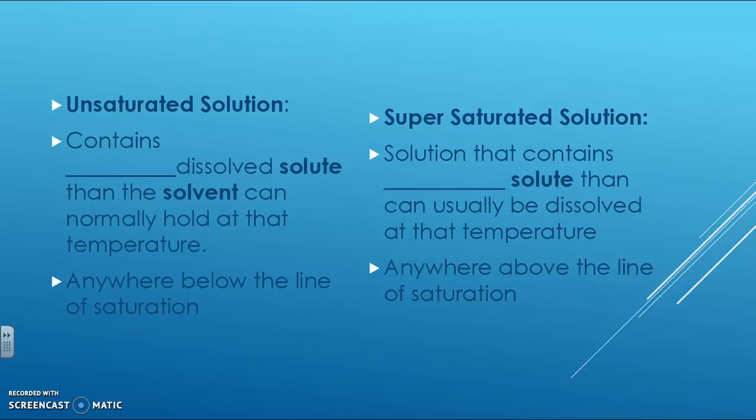All right, so what's the difference between an unsaturated solution and a saturated solution or supersaturated solution? An unsaturated solution is one that contains less dissolved solute than the solvent can normally hold at that temperature. It's anywhere below the line of saturation. So if I had a graph here and this was my line of saturation, anything down here would be considered unsaturated. A supersaturated solution is a solution that contains more solute than can actually be dissolved at that temperature, and anywhere above the line could be considered a supersaturated solution. We just don't know if it's been heated all the way up enough.